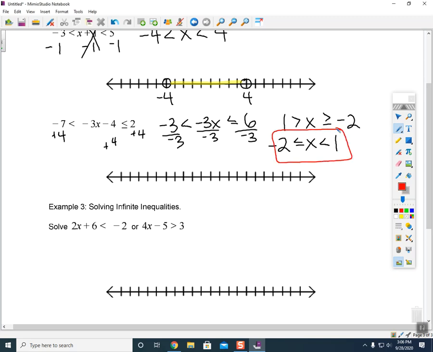This inequality says the exact same thing as this one. It's just written in a different way. They're saying the exact same thing. This is just the format that I need it in. So, -2 is less than or equal to x. So I need a closed dot on -2. x is less than 1, so I need an open dot on 1. And then I need to shade the middle in between. And then I'm done.